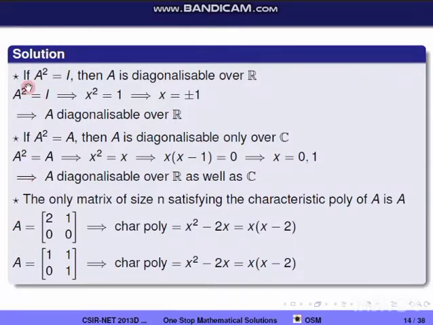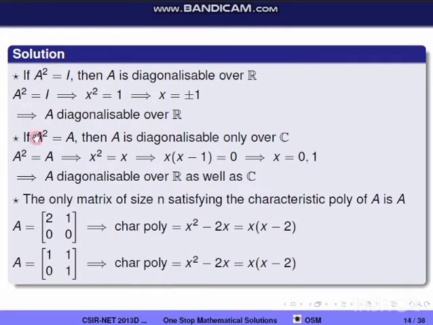Second option, if A square is equal to I, then A is diagonalizable over R. So A square equal to I, replace A by x and I by 1. So we get x square is equal to 1, that is x equal to plus or minus 1. That is, we got distinct eigenvalues. Therefore A is diagonalizable over R. So the second option is correct.